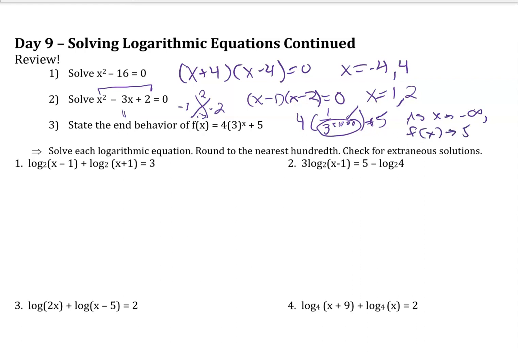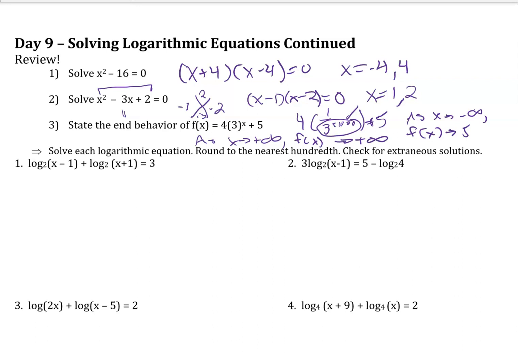The other side's a little easier. As x gets to be a very large number, 3 to the power x becomes a very large number. And in fact, as x approaches positive infinity, f of x also approaches positive infinity.